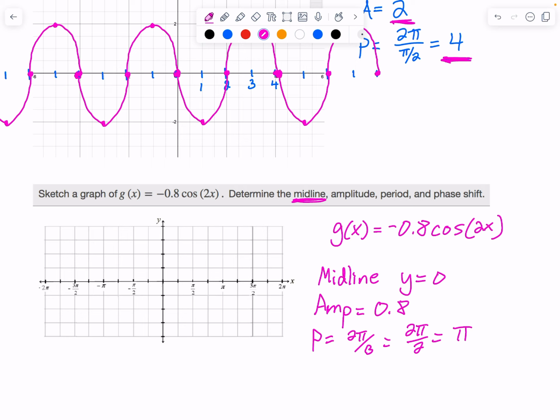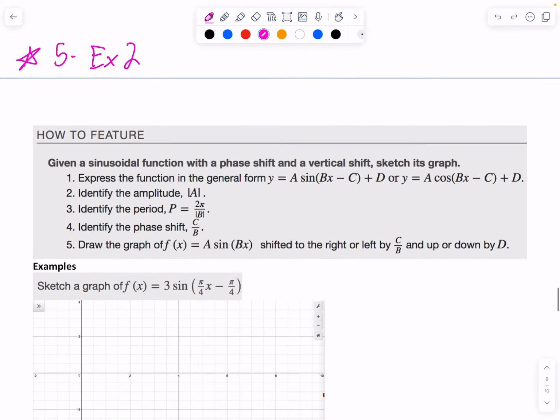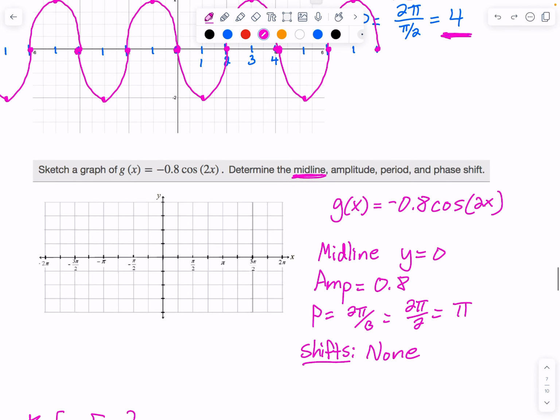And then they wanted the shifts. Well, there's nothing added in here. There's nothing added on the outside, so there are none. All right, so we're going to graph this. The midline is still 0. There are no shifts, so I'm going to start right on the midline. And the period goes from 0 to pi. So I'm going to break that up, 0 to pi, so I'm going to have these 4 tick marks along with that. So I have 5 there.